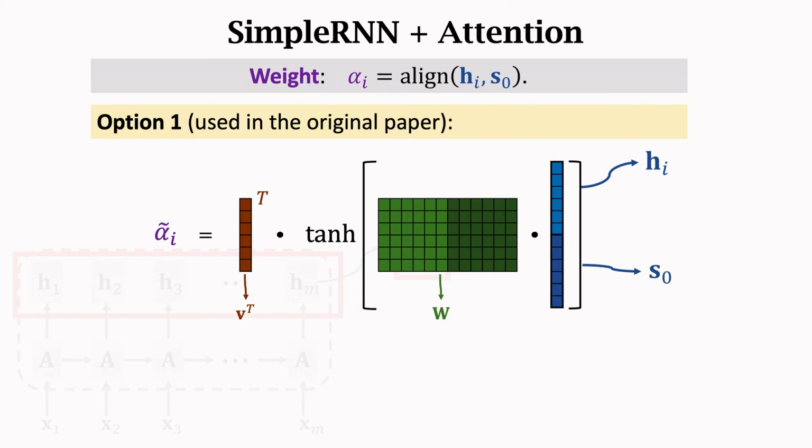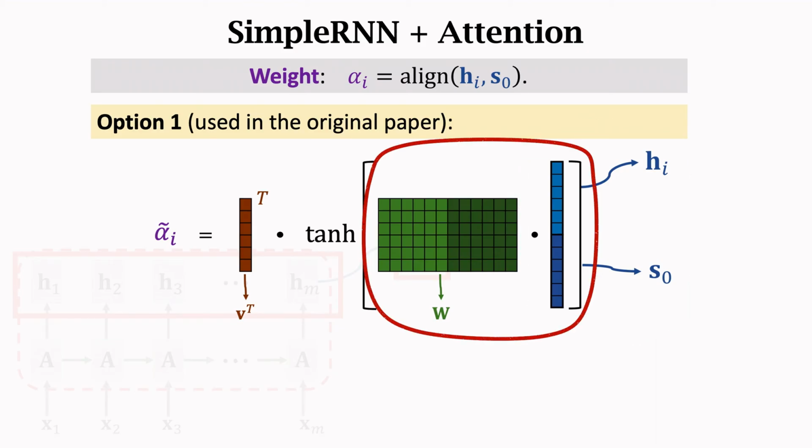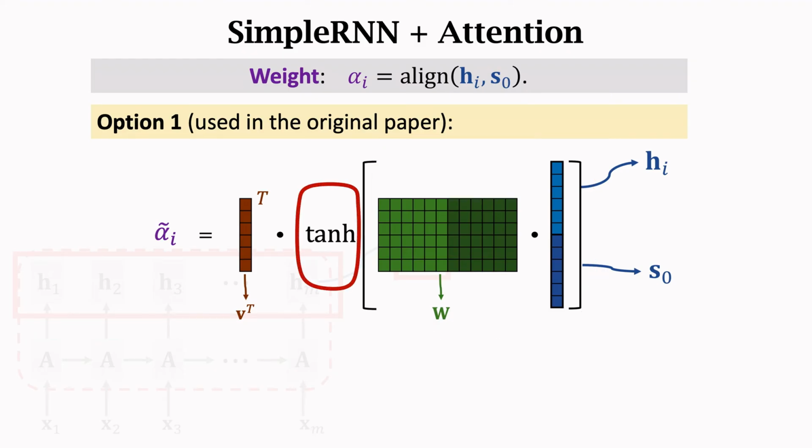There are many ways of computing the alphas. Here is one way of computing alpha i. Hi and S0 are two vectors. We concatenate them. Then apply the concatenated vector to matrix W. The matrix vector product is a vector. We apply a hyperbolic tangent function element-wise to the resulting vector. The output of the hyperbolic tangent function is a vector of the same shape.